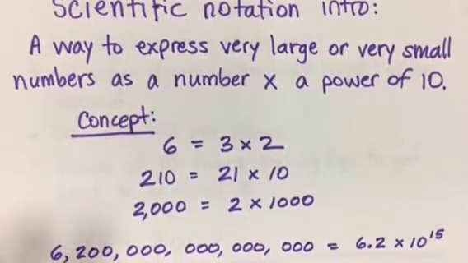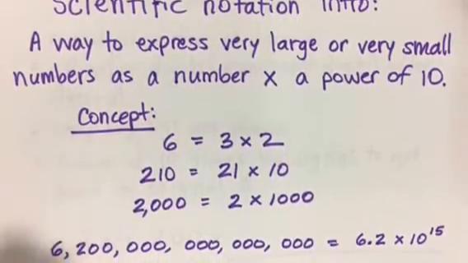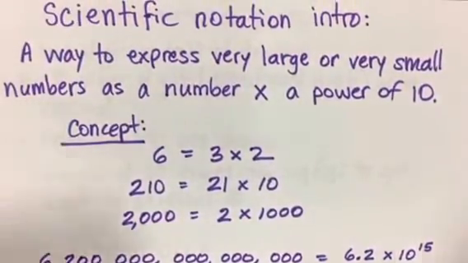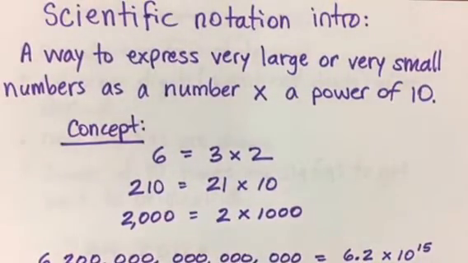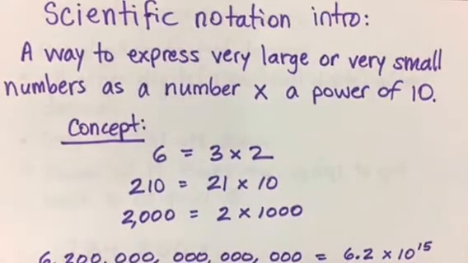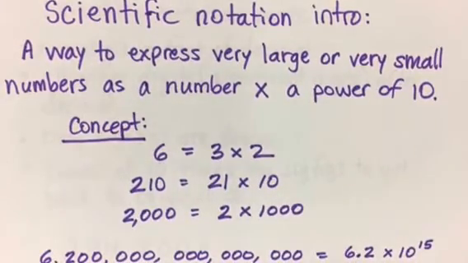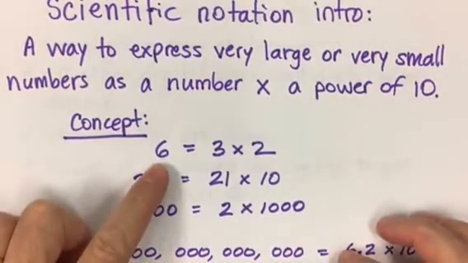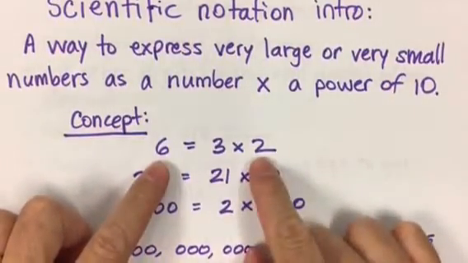We need to talk about scientific notation. Scientific notation is a way to express very large or very small numbers as something shorter and easier. You just make it a number times some power of 10. So the concept is basically that one number can always be written as a product of two other numbers.